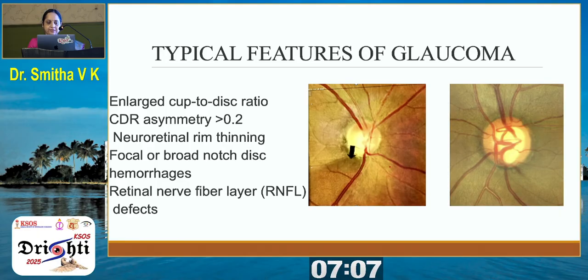Disc hemorrhages can be seen. This is more commonly seen in normal tension glaucoma. It is seen more in the inferior or superior rims and is usually perpendicular to the disc. And RNFL defects, which are wedge shaped, which extend from the disc and span out peripherally, are common in glaucomatous conditions.